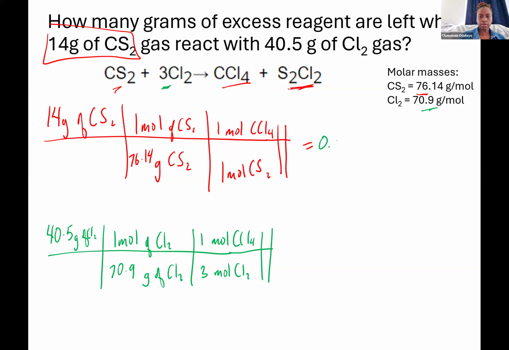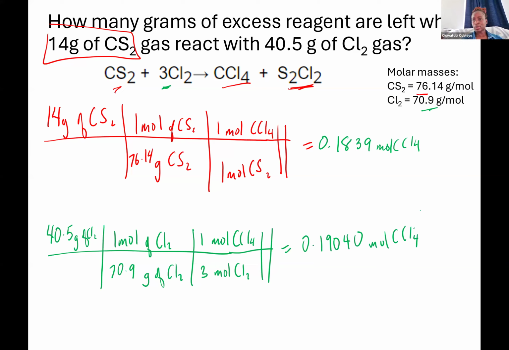I get 0.1839 moles of CCl4 here, and 40.5, divided by 70.9 divided by 3, 0.19040 moles of CCl4. And so the next question you want to ask yourself is, which is giving me the lesser one, which is my limiting reactant? In this case, they're pretty close. But here's your limiting reactant, and here's how much product you would actually make.